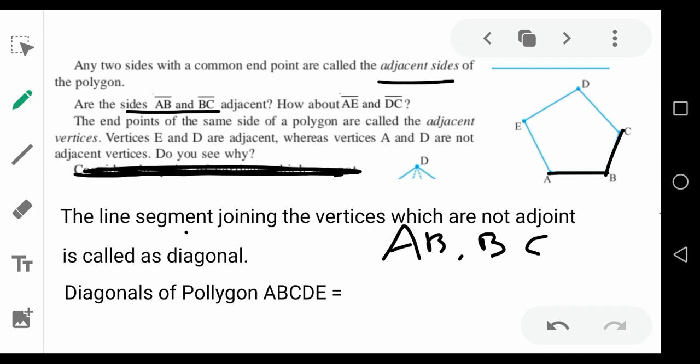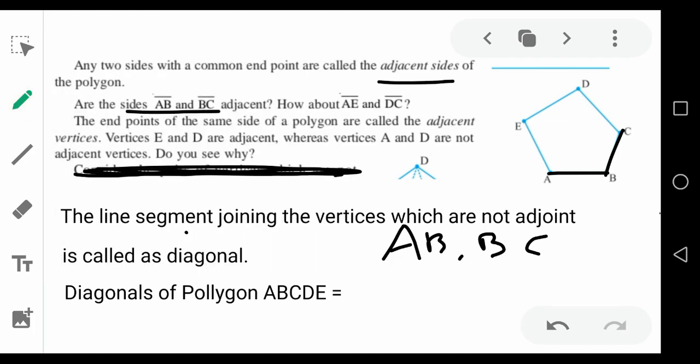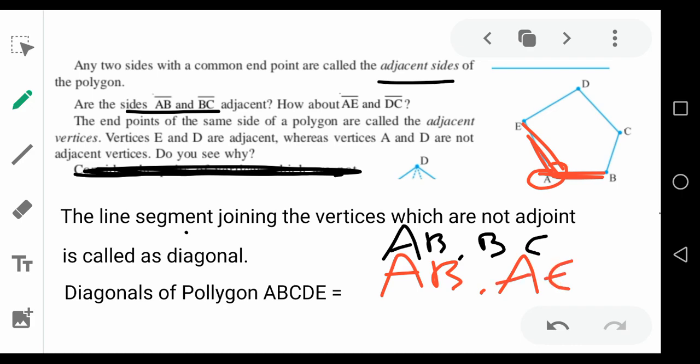Now which one can you write? Another one. You can write AB and AE. These two are adjacent because A is common for both, right? So AB and AE is another pair of adjacent sides. Then which one will be the next one?